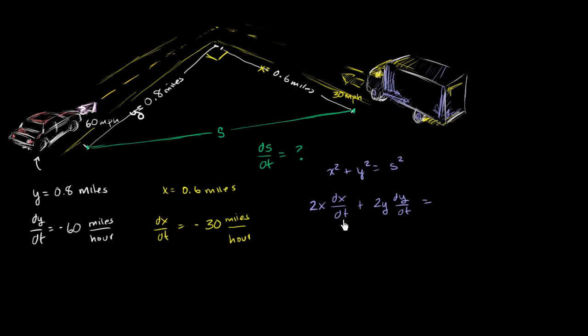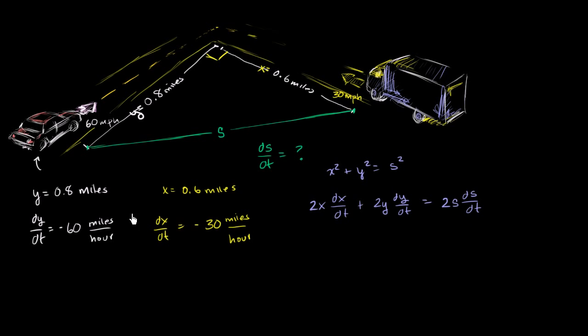Now on the right-hand side of this equation, we once again take the derivative with respect to time. So it's the derivative of s squared with respect to s, which is just 2s, times the derivative of s with respect to time. Once again, this is all just an application of the chain rule.